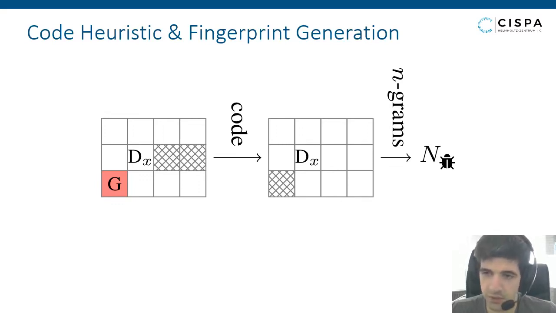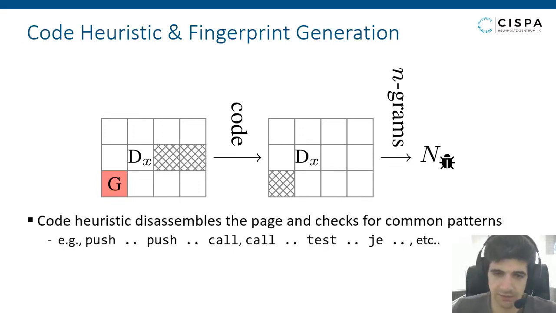That is, we compute all the n-grams of a memory dump and we intersect it with the n-grams of the generated fingerprint. Depending on the size of the intersection, we will have a match, but we will get into that later. The only important thing to mention here is that for the code extraction, we use a code heuristic that disassembles the page and looks for common x86 code patterns.